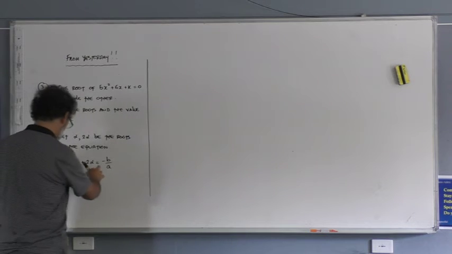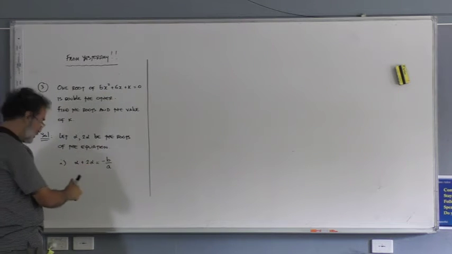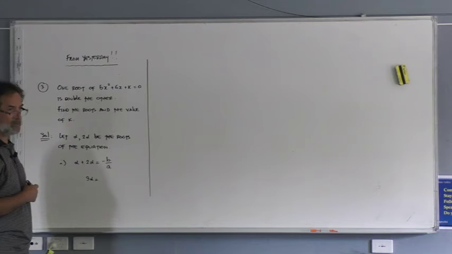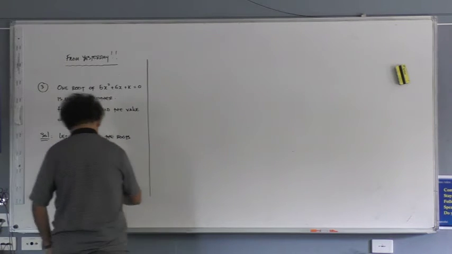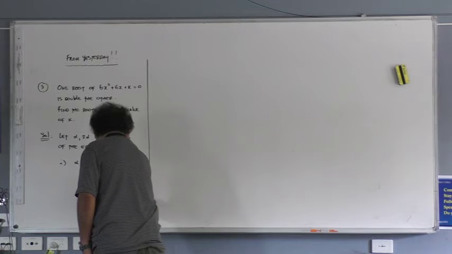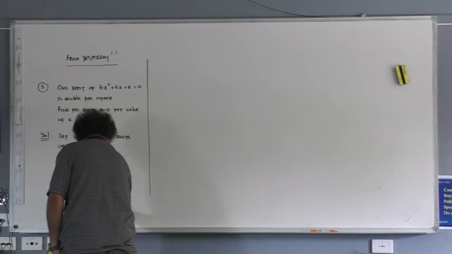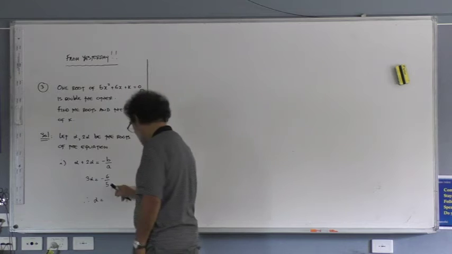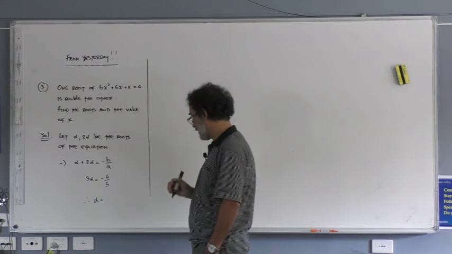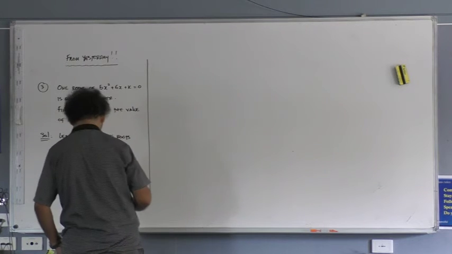But we know that negative b on a is going to be negative 6 on 5. By the way, alpha plus 2 alpha we can simplify to 3 alpha. So 3 alpha is going to be equal to minus b on a, so it's minus 6 over 5. So therefore alpha is going to be equal to negative 6 over 5 divided by 3, or multiplied by 1/3. So what is the answer for that? It's going to be minus 2 over 5.